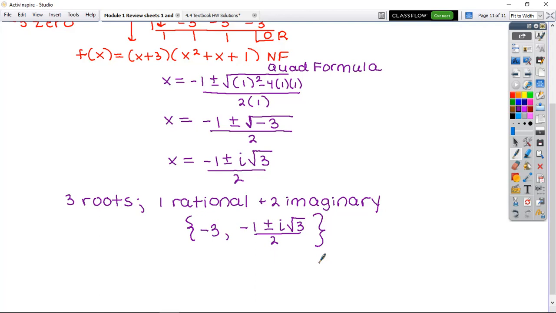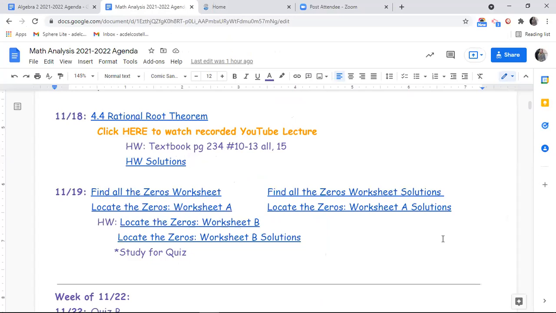Your homework is on page 234. You are to complete, just because I know I didn't write it up there, on page 234, you have 10 through 13 and then 15 as well. The first couple questions might simply say list the possible rational roots, not find them. Okay, so pay attention to that because they're not all the big, long questions.